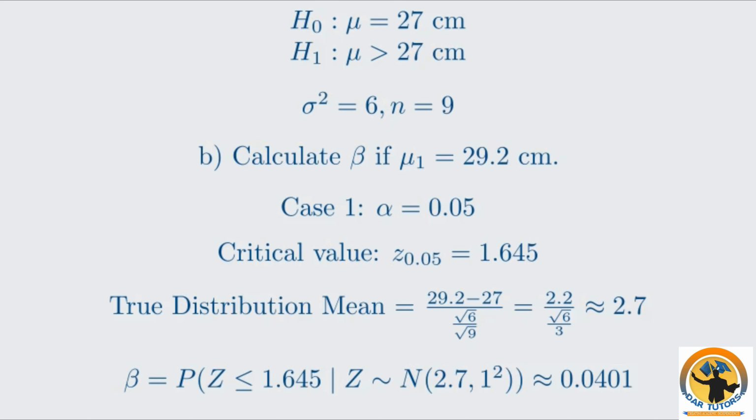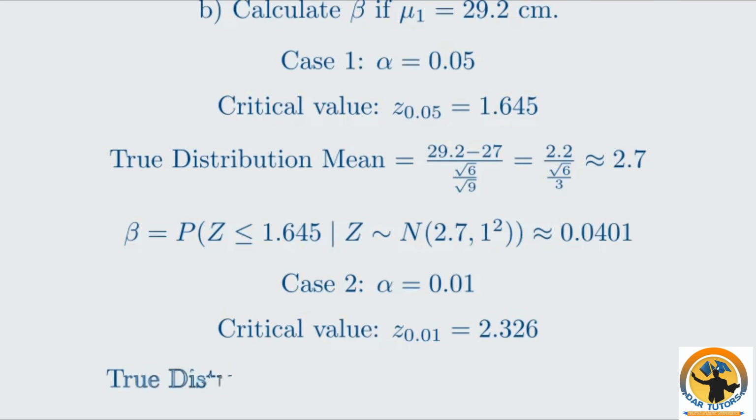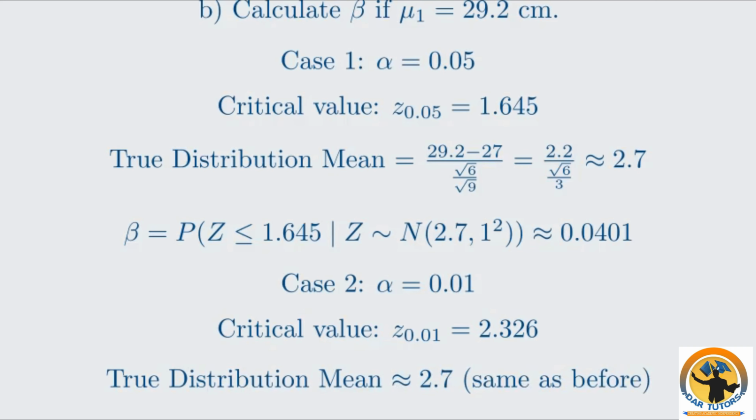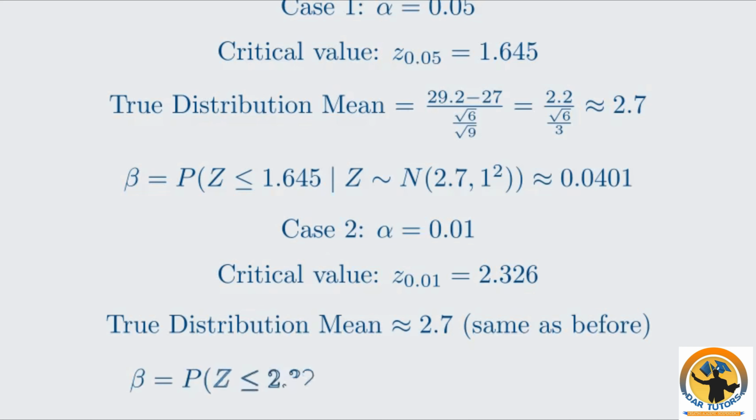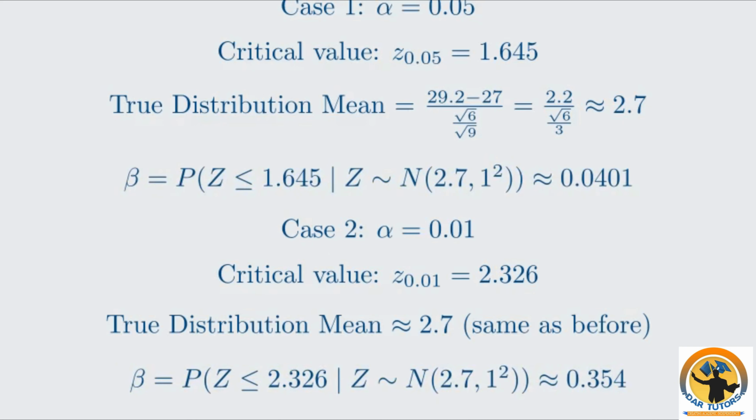Now let's repeat this for a significance level of 1%. The critical value changes. For alpha equals 0.01, z sub 0.01 is 2.326. We reject H0 if z is greater than 2.326. The true distribution remains the same, centered at 2.7. Beta is now the probability that z is less than 2.326, given the true mean is 2.7.